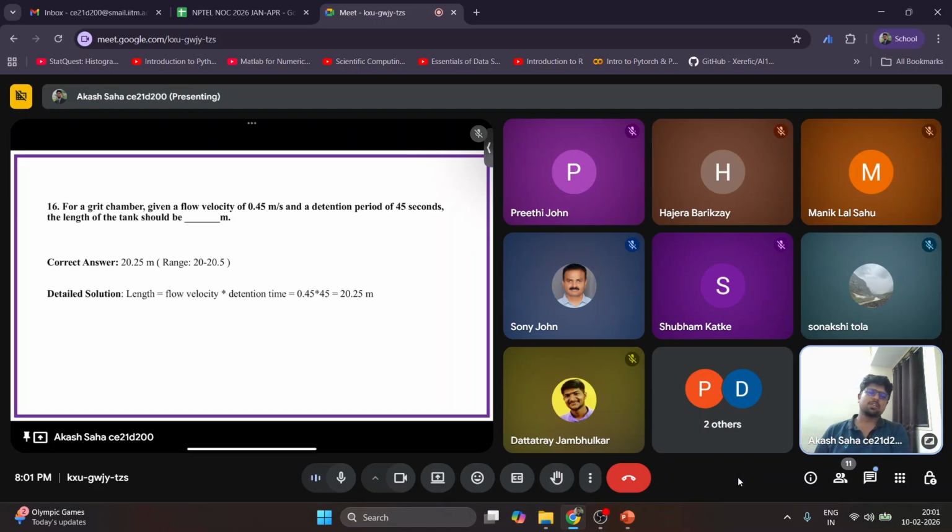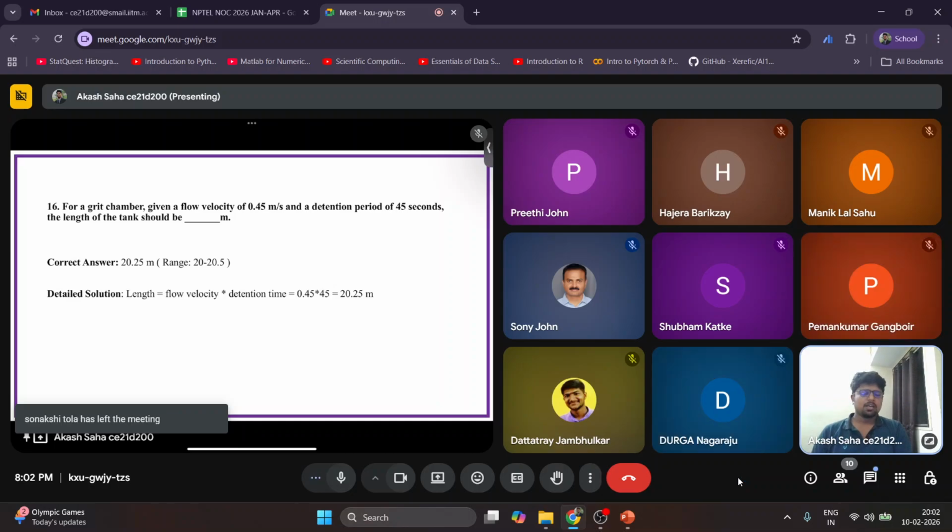So from the units only you can find out. Meter per second into second will give you meters. So that is the length of the grit chamber. Sometimes the question may seem too simple, and sometimes it will be a simple problem, but extra information will be given, so you have to ignore those. Okay, so here it is direct 0.45 into 45.